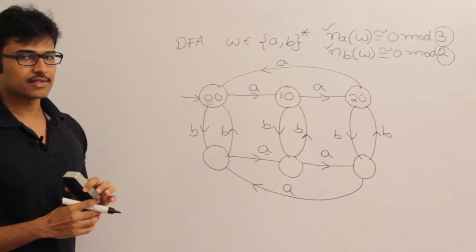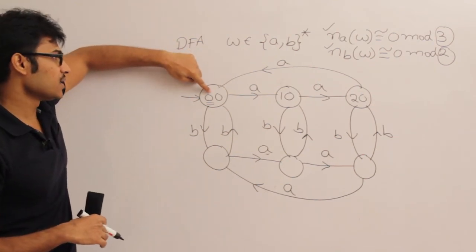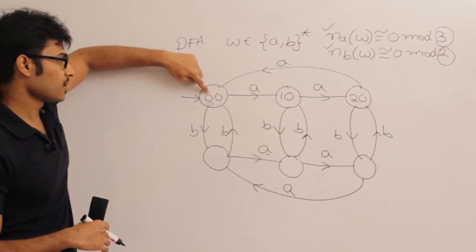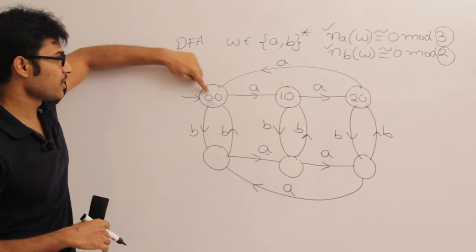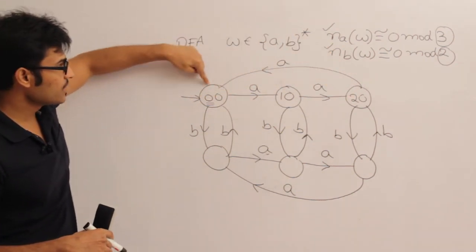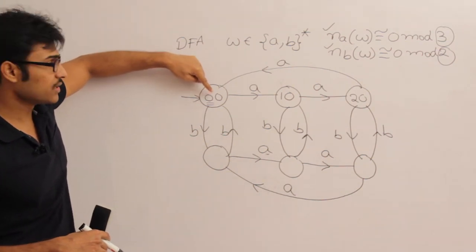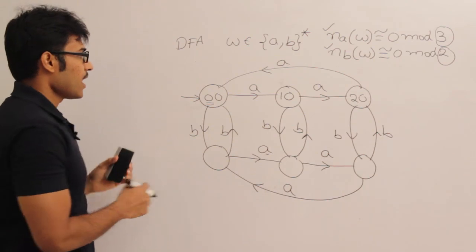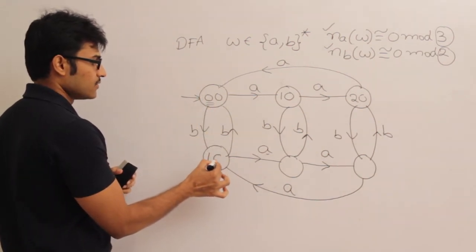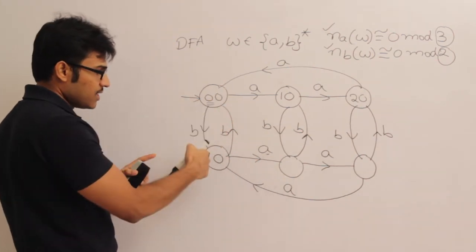Just try to understand it this way. When I say it is 0 a's, it is actually the number which, when divided by 3, gives remainder 0. So this state indicates 0 a's, 1 a, 2 a's and again 3 a's. 3 when divided by 3 gives a remainder of 0. That is how I got 0. Now this state indicates 1 b and 0 a's. This state indicates again 1 b, 1 a.